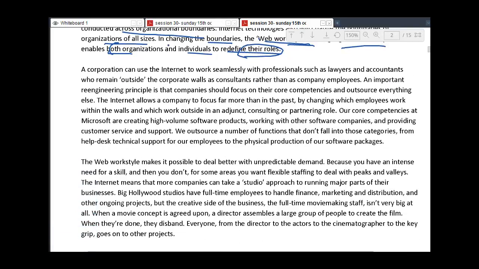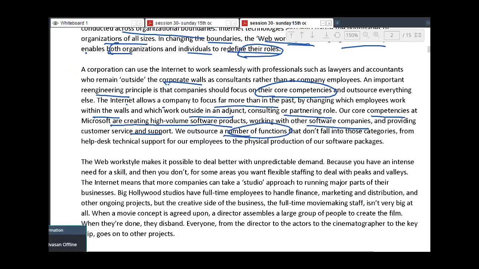A corporation can use the internet to work seamlessly with professionals who come from outside the corporate walls. An important re-engineering principle is that companies should focus on their core competence. The author says companies should focus on their core competencies and outsource everything else. The internet allows a company to focus far more than in the past by changing which employees work within the walls and which work outside in an adjunct, consulting or partnering role. Our core competencies at Microsoft are creating high volume software products, working with other software companies, and providing customer service support. We outsource a number of functions, the author says.